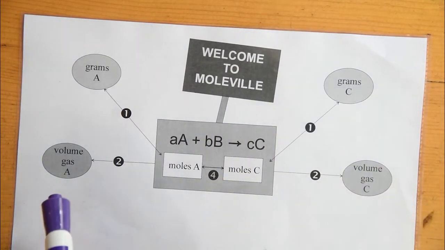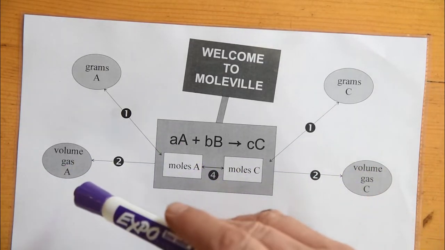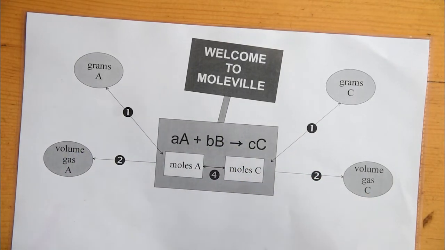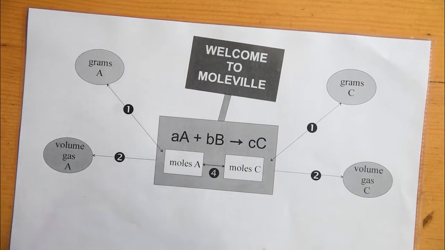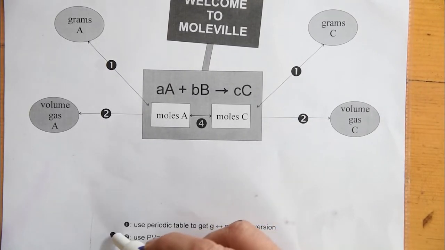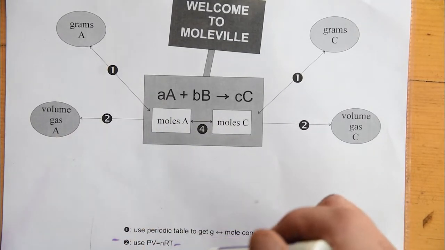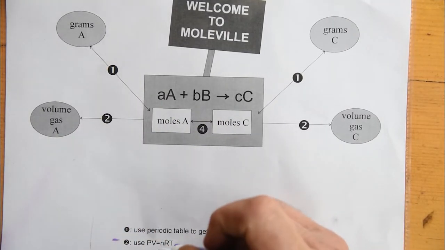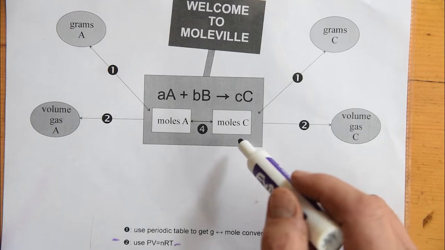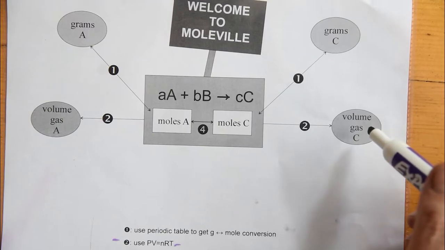But now what we're going to do is add the volume of the gas. So again, you've got to get to Moleville. Right? You can't hang out here, so you've got to get to Moleville. In order to do that, you have to use this guy right here. That's how you get to Moleville with gases. So you start with the volume of gas. Use this to find the number of moles. That's n. Now you're in Moleville. Now you just use the reaction, moles of A, moles of C. And then on your way out, you can use this again to find the volume of the gas.